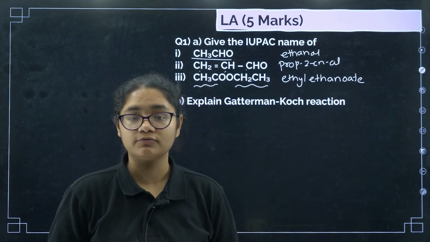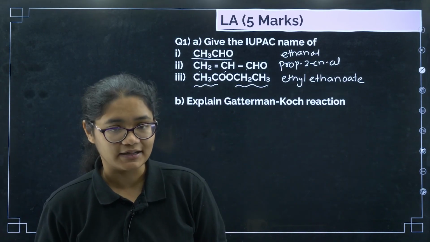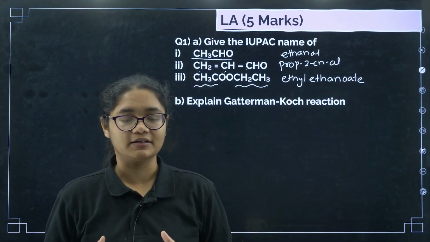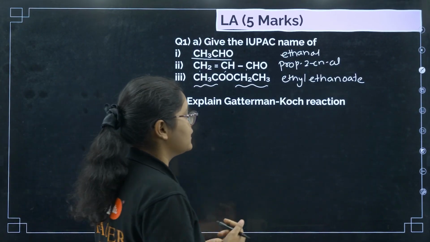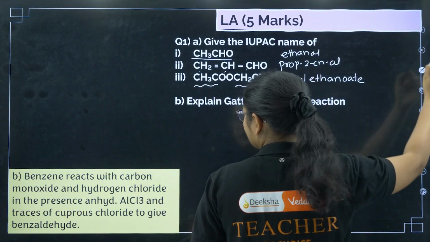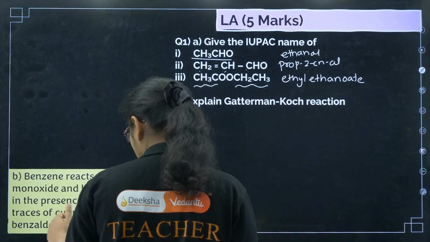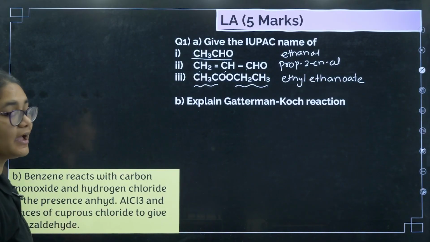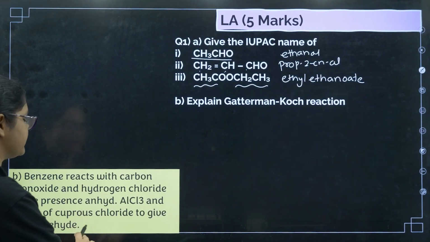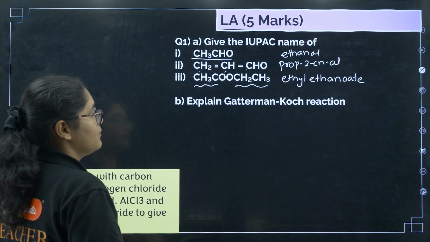The Gattermann-Koch reaction is also for the preparation of benzaldehyde. You take benzene and react it with carbon monoxide in the presence of AlCl3, and you get benzaldehyde. Benzene reacts with carbon monoxide and hydrogen chloride in the presence of anhydrous AlCl3 and traces of copper chloride to give benzaldehyde.